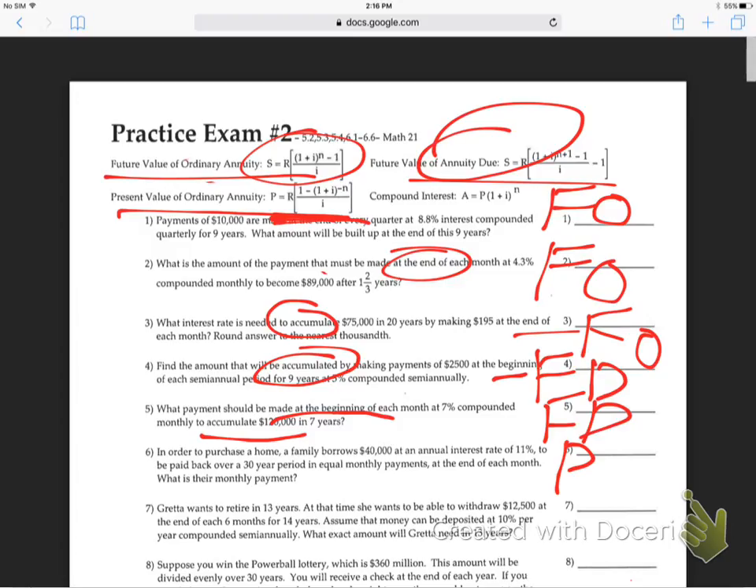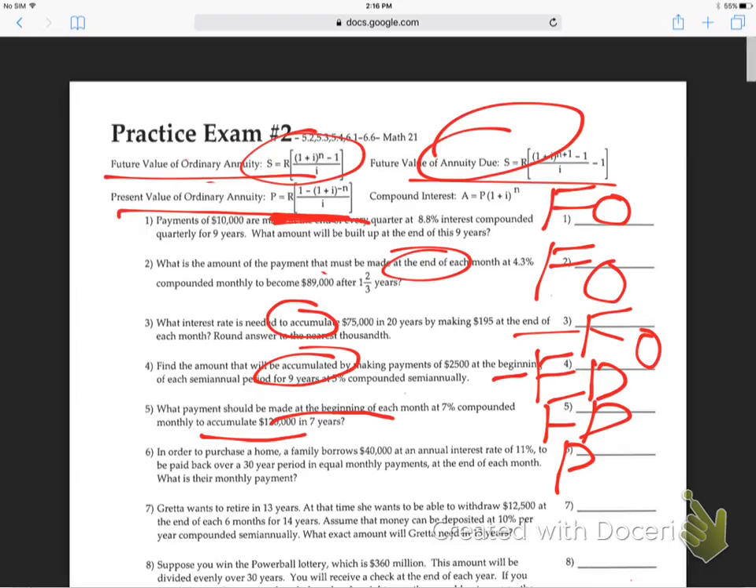Greta wants to retire. Read this one carefully. Don't just read the word retirement and stop. This is a trick question. Read the whole question and ask yourself, what are the payments doing? 30-year period equal, oh, I'm doing the wrong one. Down here.